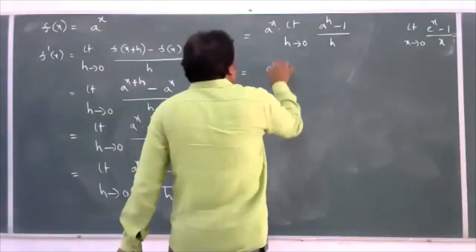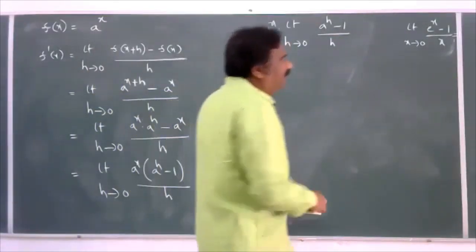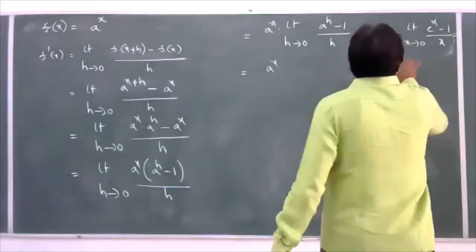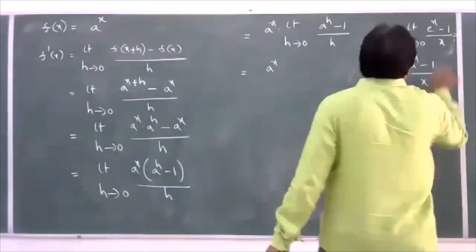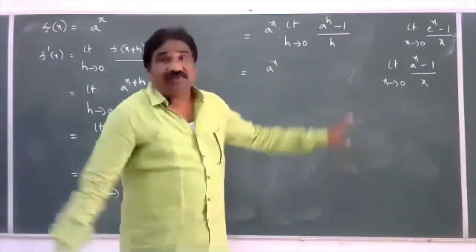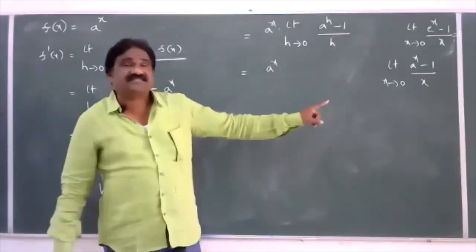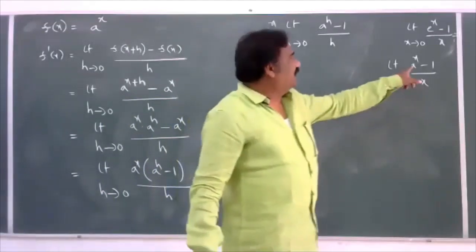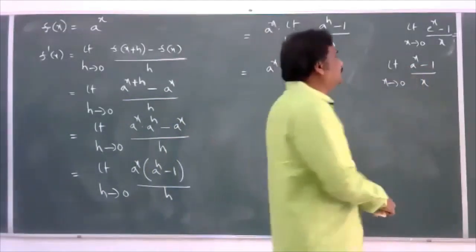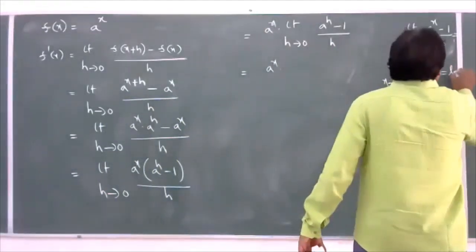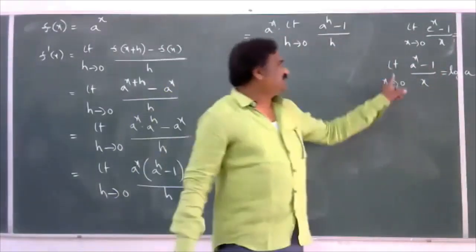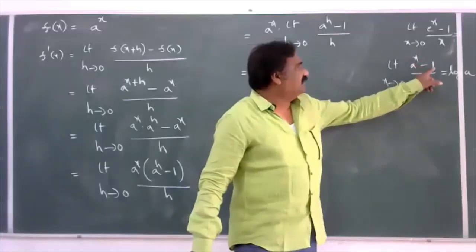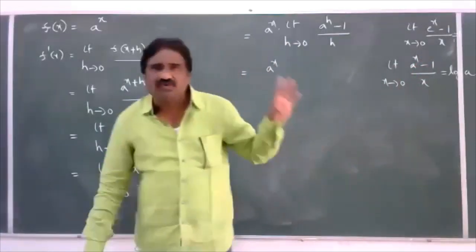That is equal to a power x into, you remember the standard formula, limit x tends to 0, a power x minus 1 by x. You remember the standard formula in limits, limit x tends to 0, a power x minus 1 by x is equal to what? Log a. Limit x tends to 0, a power x minus 1 by x is equal to log a.